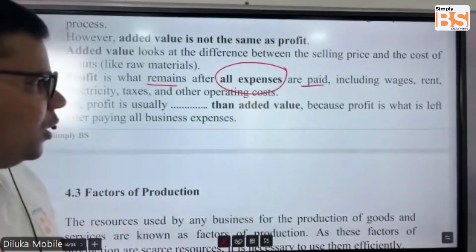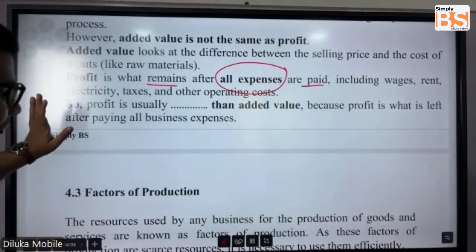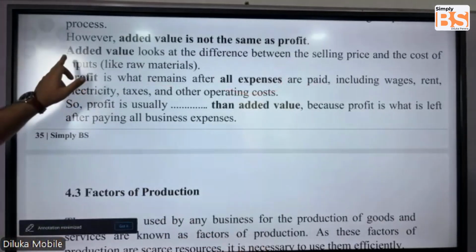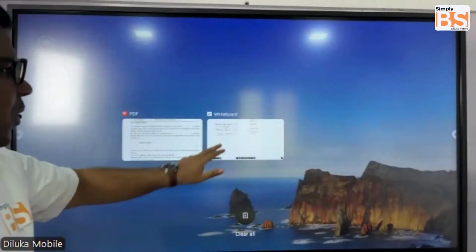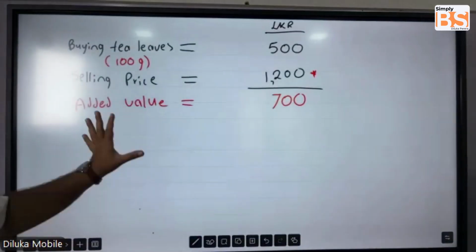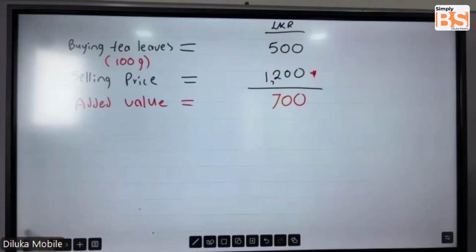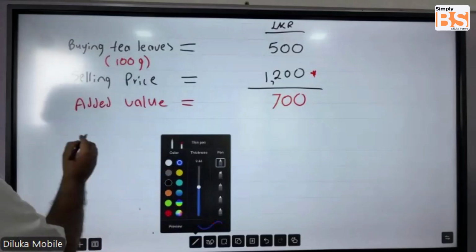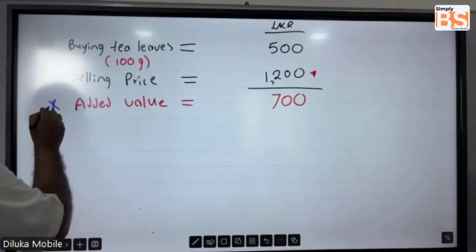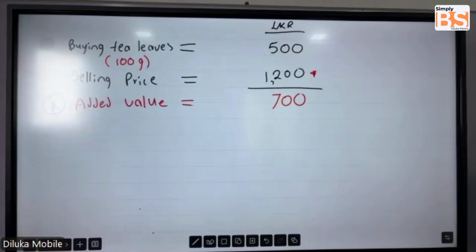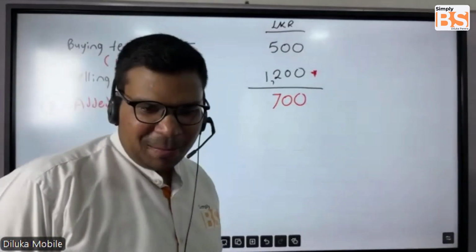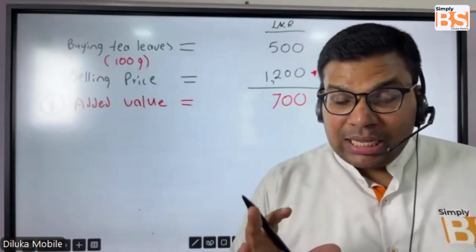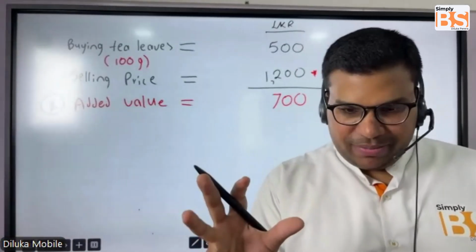So let me go to the calculation, and then I will explain a bit more. Up to now we have calculated added value. Added value is calculated. Now students, we are going to calculate the profit.